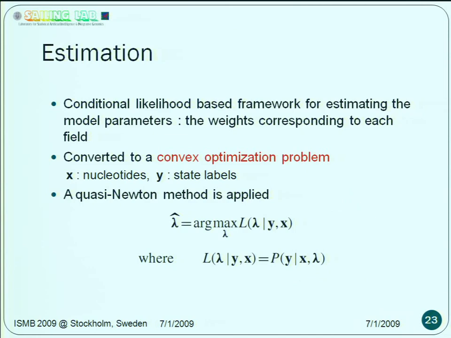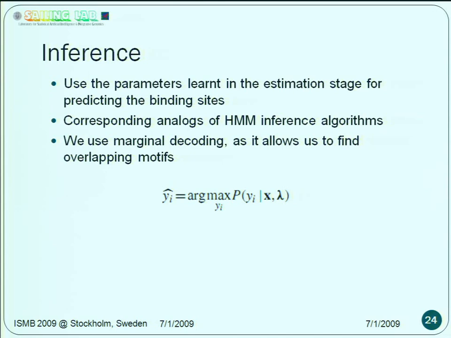The estimation that we perform can be converted to a convex optimization problem, which makes life pretty easy for us. What we do is we use a quasi-Newton method such that we can do some kind of a gradient-based approach. For the inference, this conditional random field, at least for the kinds of conditional random fields we use, have corresponding analogs of the HMM inference algorithms.